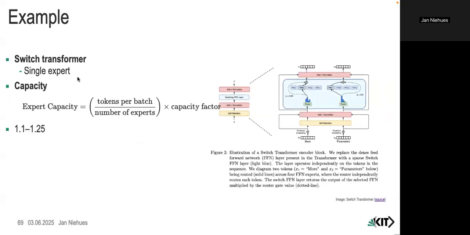Another example was the switch transformer, where you have only a single expert, and there you're also trying to calculate the capacity. Quite surprisingly, it really can work out with a quite low capacity. If you have 1.25, meaning only 25% more or less, it cannot go more than 25% over the expectation value in there.